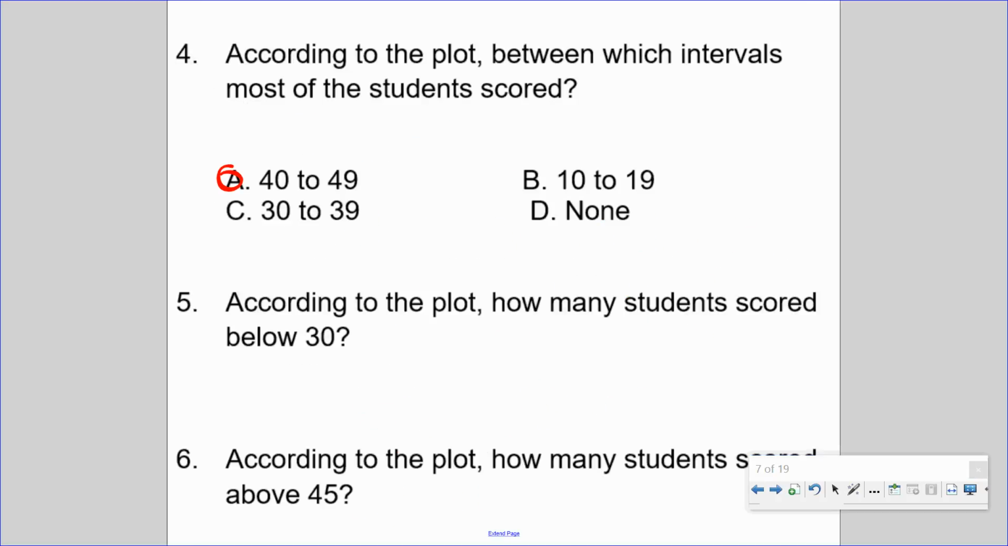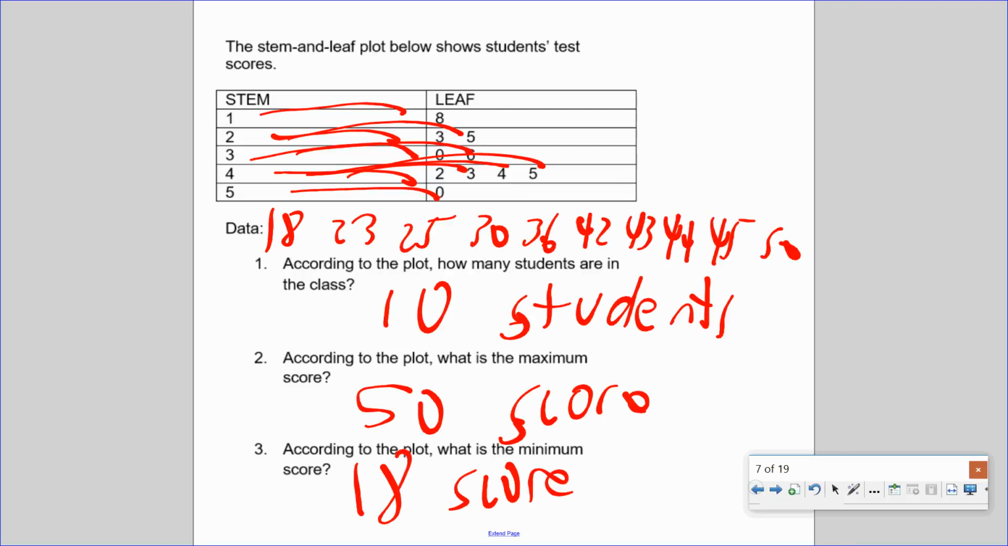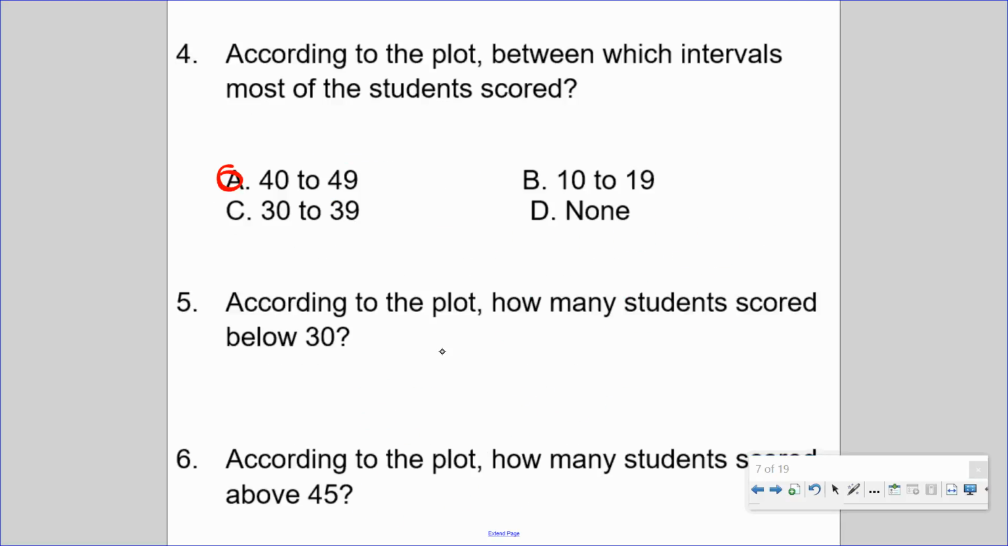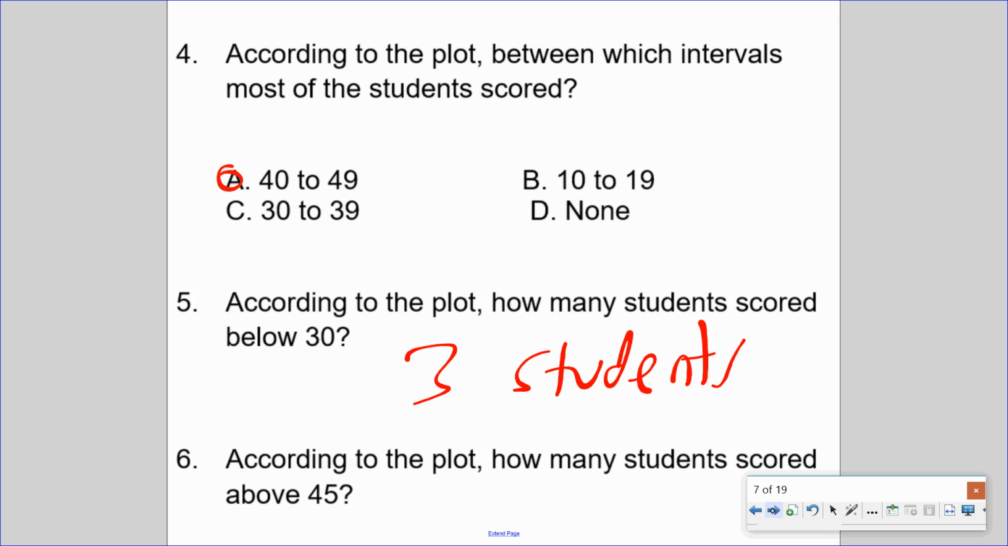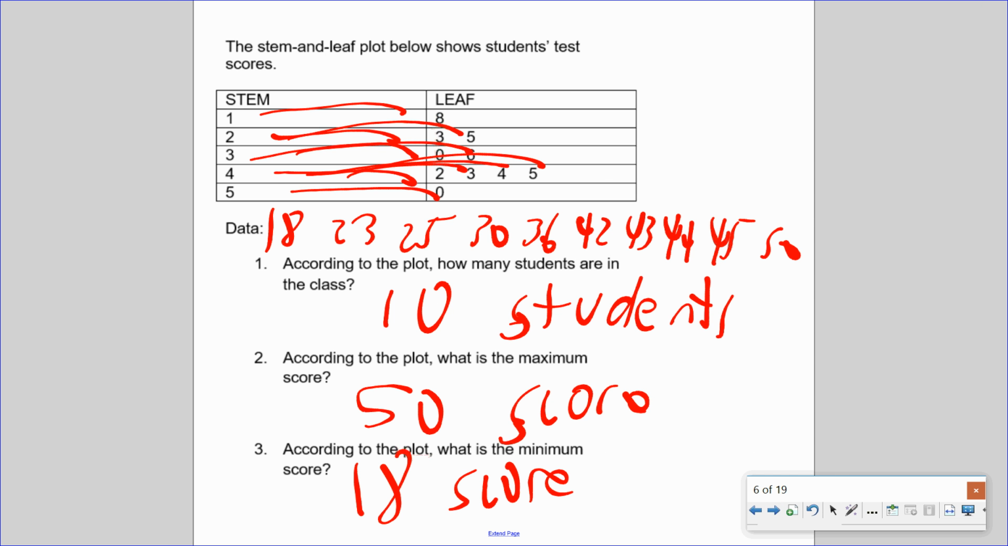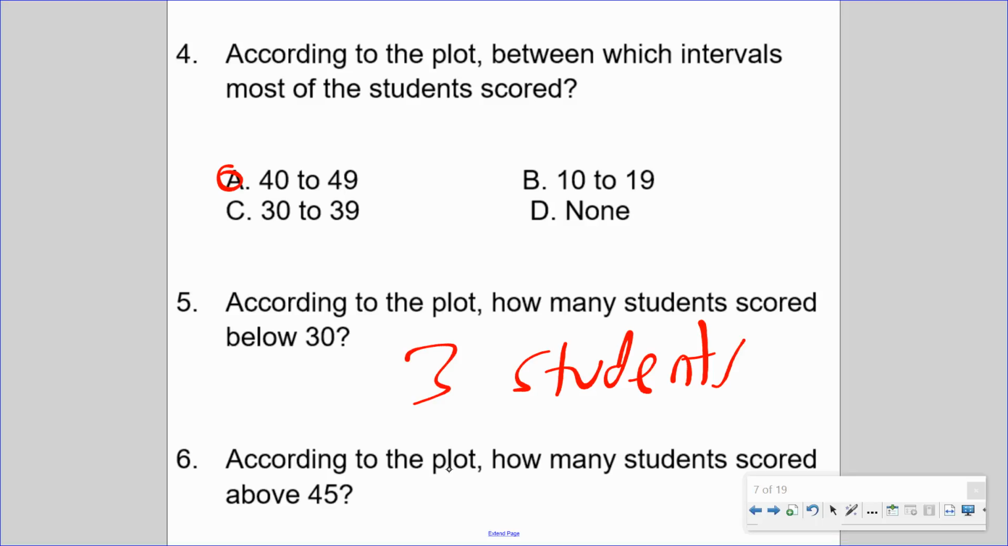According to the plot, how many students scored below 30? Below 30. 1, 2, 3. Can I include 30? No, it has to be below 30. So 3 students. According to the plot, how many students scored above 45? That's pretty good. One person got a perfect score of 50. So 1 student.